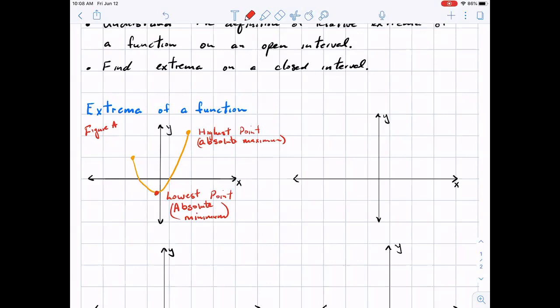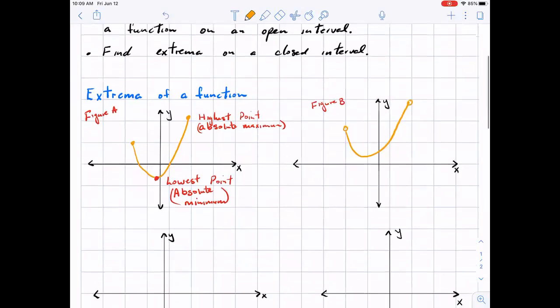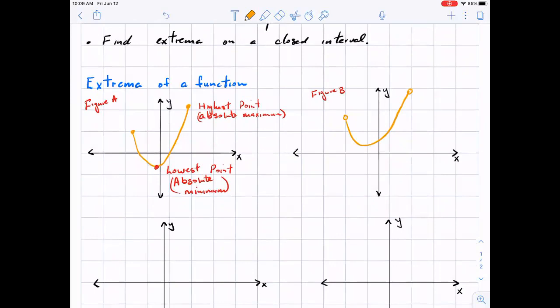On the other hand, if we look at this, we call it figure B, notice that the endpoints are open. So there is no maximum here, but we do have a minimum. This here will be some minimum point. There is no max because this is open. Open, no max. So the point has to be defined, and we'll get into the definition in a few minutes.